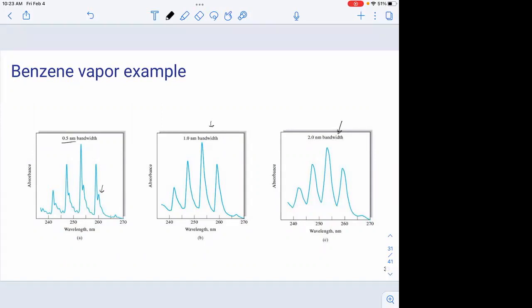And so if I were interested in something like identifying shoulders on peaks or noise above signal, this would be something that would be interesting to me, right, in this 0.5 nanometer bandwidth. If I didn't care about that, sure, fine, it doesn't matter. You can use a larger bandwidth, but the idea is that you're just losing detail in your spectrum.